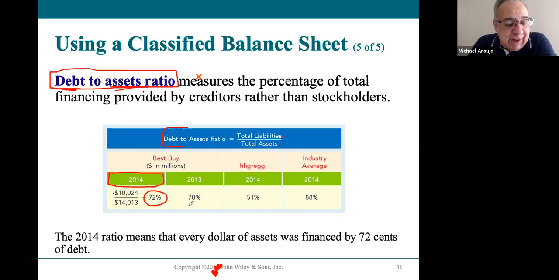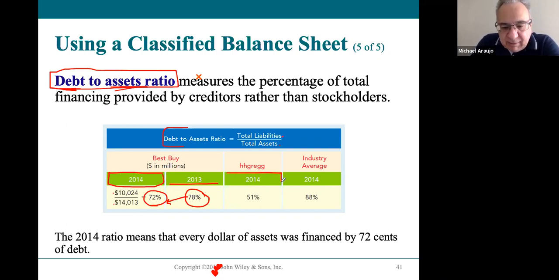72% seems relatively high. We'll find out. Well, in 2013, their debt to asset ratio was 78%. So 78% of their assets were bought with liabilities or debt. So obviously it's come down, which is a good thing. So we would say their solvency ratio has improved because they have reduced the amount of total debt that the company has to manage over the long term. But its competitor, H.H.